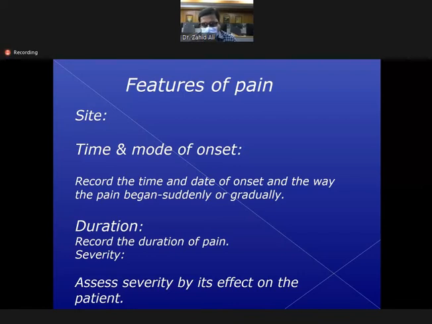Record the time and date of onset and the way the pain began, whether the pain began suddenly or gradually. Duration, record the duration of the pain. Then severity of the pain is very important. Severity means the pain is so severe that it disturbs your normal lifestyle. If he says yes, it means it is severe. But if it doesn't, it means it is moderate.